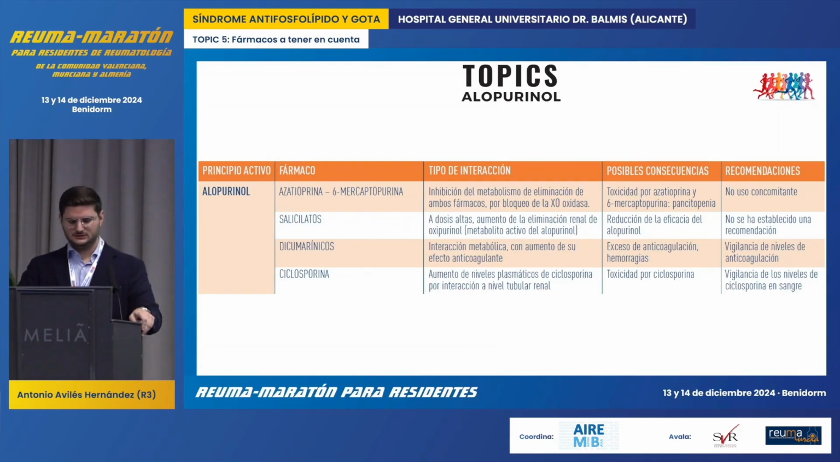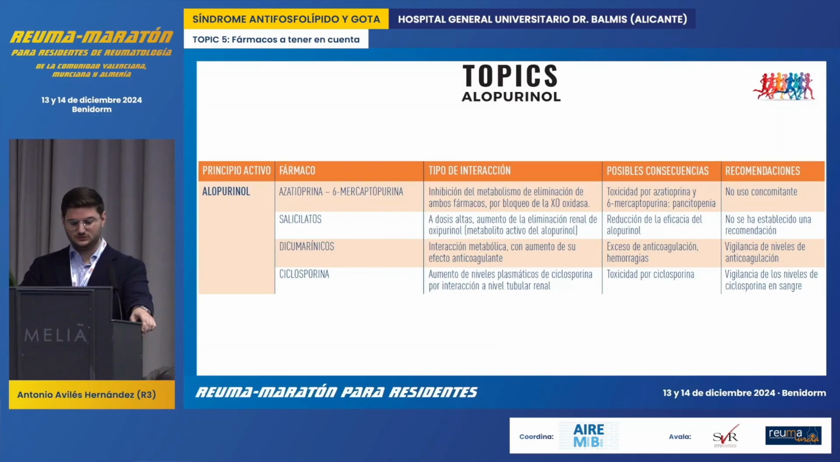Regarding azathioprine, both drugs hinder the metabolism of xanthine oxidase in the human body, and the recommendation in this case is therefore not to use both drugs at the same time. Regarding salicylates, the interaction is due to the increased renal elimination of oxypurinol, which is a metabolite of allopurinol. As a result, it would reduce the effectiveness of allopurinol, and no specific recommendation has been established in the event of an interaction between the two drugs.